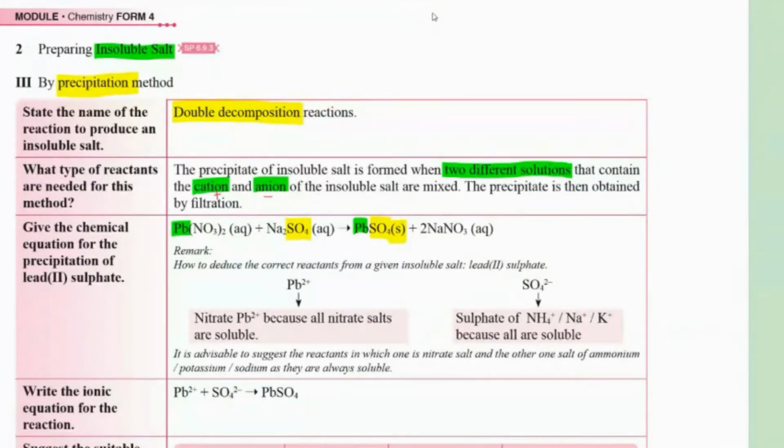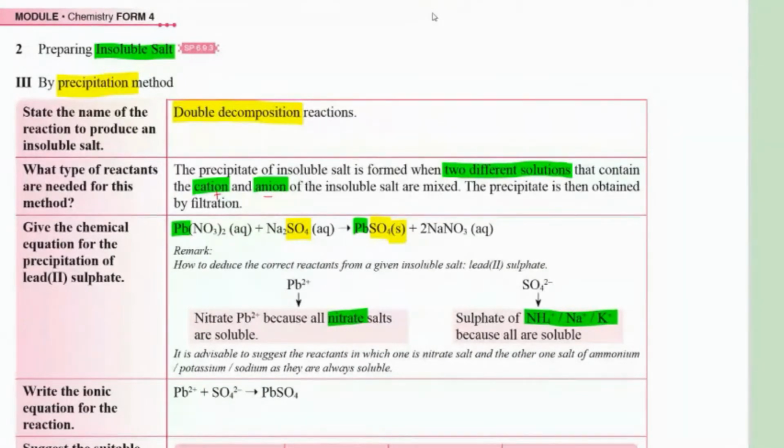So how to deduce the correct reactants there? For example, lead 2, you can choose the nitrate, because all nitrates are soluble, correct or not? Meaning that any metal or positive ion, you can combine it with the nitrate and confirm it is a soluble salt. So lead 2 nitrate, easier. Then for the anions, always combine with the SPA, sodium, potassium, ammonium sulfate, and you get the soluble salt. Is that okay?